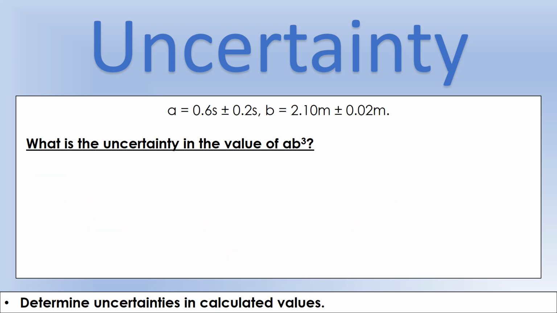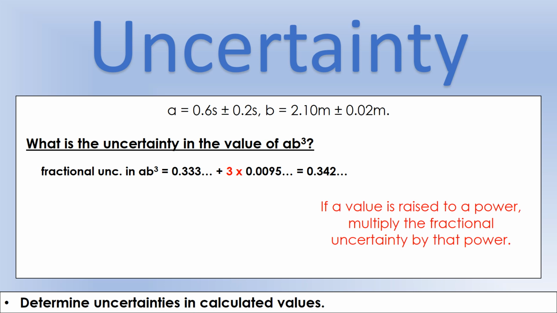If the uncertainty is in the value of AB cubed, so we've introduced a power here. Well, essentially, what we're going to do is multiply the fractional uncertainty by the power, which is why you can see the fractional uncertainty in B is multiplied by 3. So if your value is raised to a power, multiply the fractional uncertainty by that power, because essentially B is contributing to uncertainty 3 times, because you've used B times B times B. So you've got 3 sets of that uncertainty.